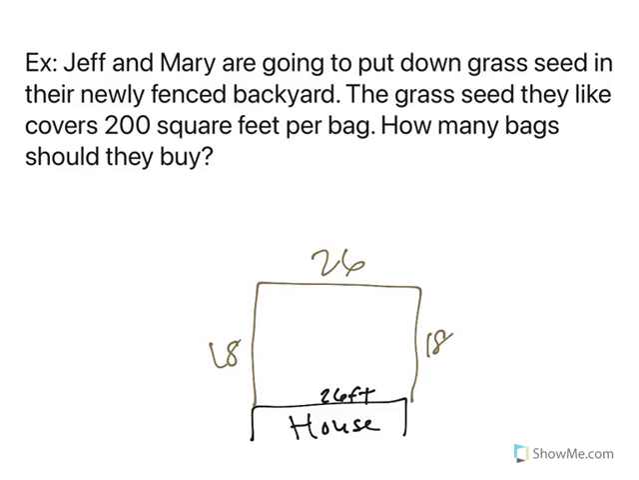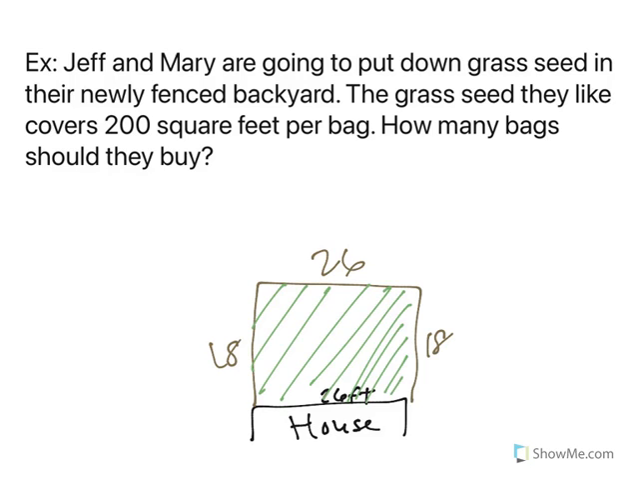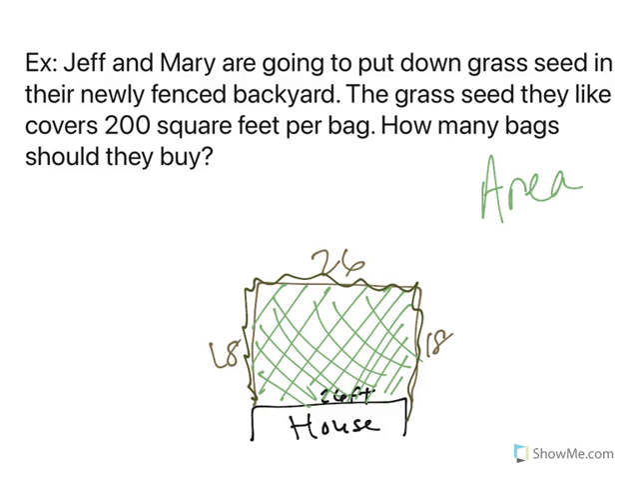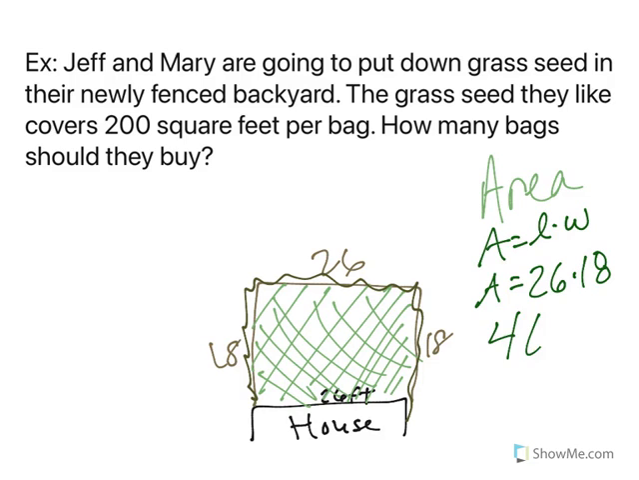Okay, so grass seed. So if we're going to plant grass, that's on the ground, right? That's area. Because grass seed covers all the area. Whereas the fence was just the perimeter around the outside. So how do I find area of a rectangle? Well, area is length times width. So I can say, okay, I know 26 times 18. And the area of this backyard is 468 square feet.